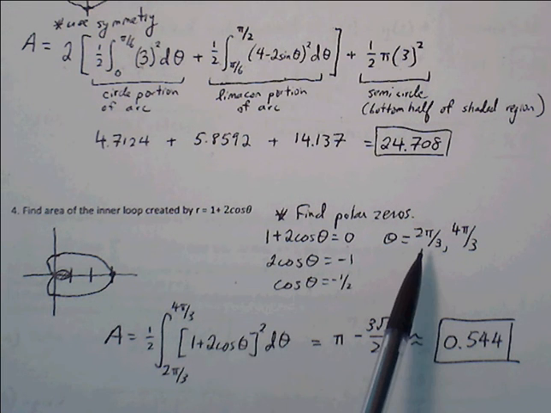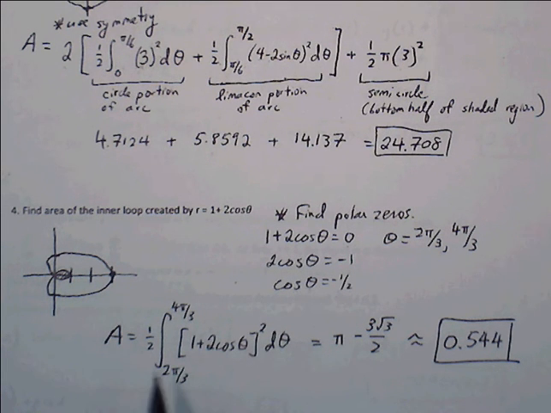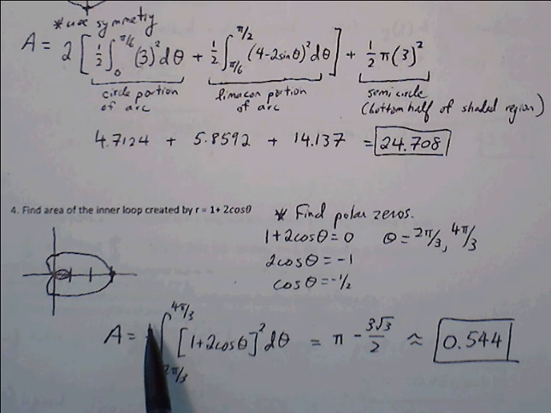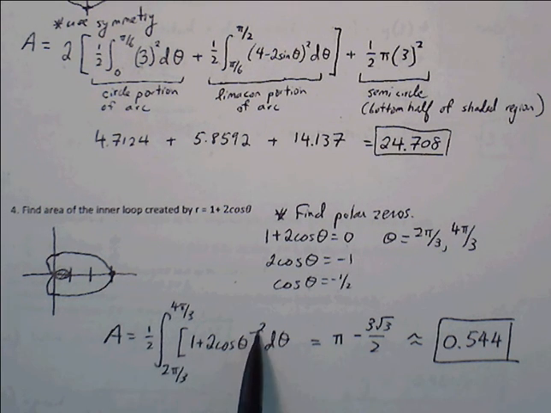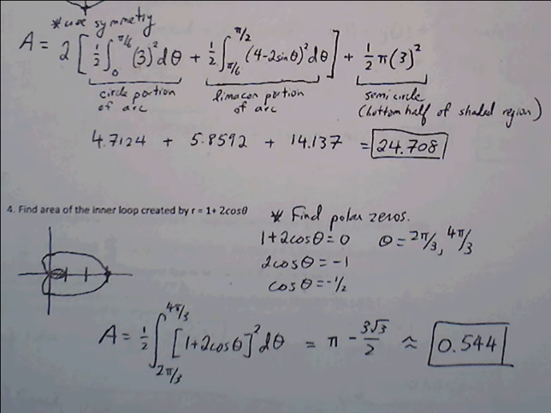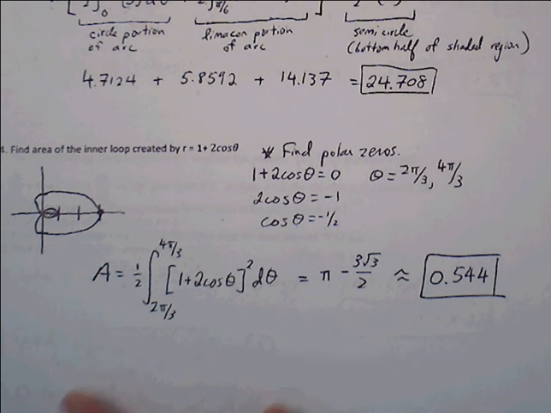So that provides the boundaries for the inner loop. From 2 pi over 3 to 4 pi over 3, the area is going to be 1/2 integral of radius squared d theta. And we just use our calculator or work this out by hand, 0.544.